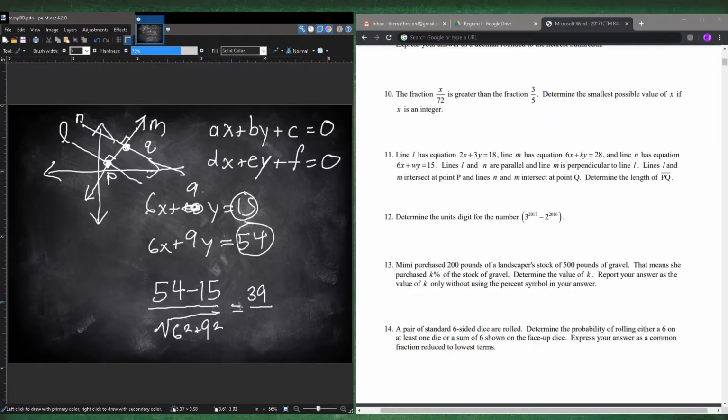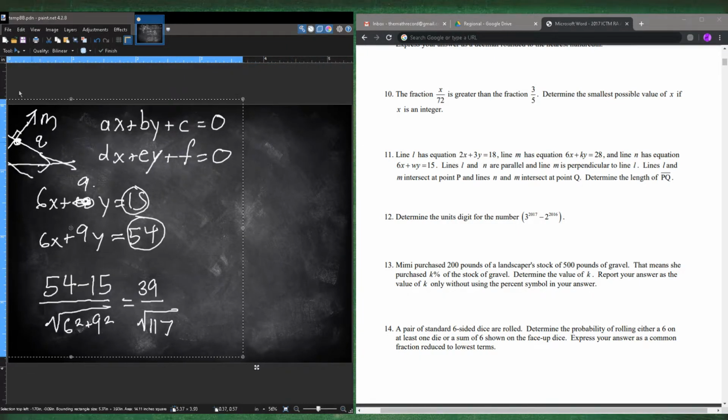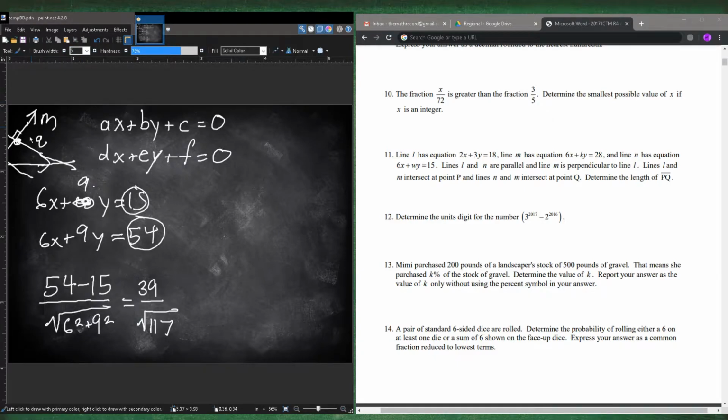That is 117. Square root 117. Okay. Let's move this a little over so we get a little bit more room to work with this, because we need to simplify now. Okay, so square root 117. Square root of 117 is basically 3 squared times 13. So on the bottom, we have 39 divided by 3 square root 13.